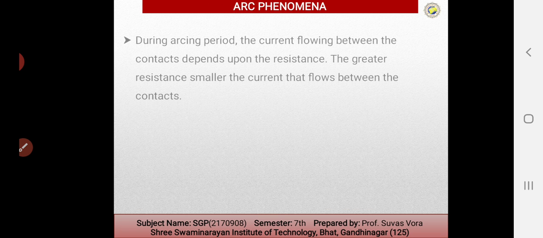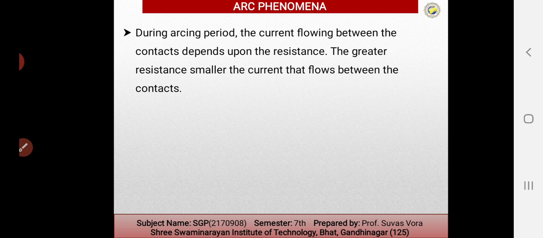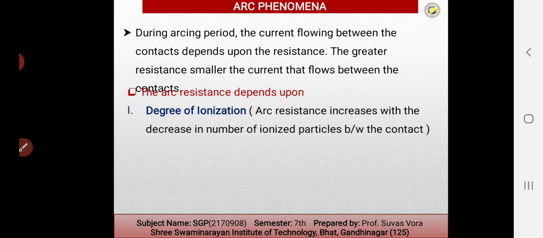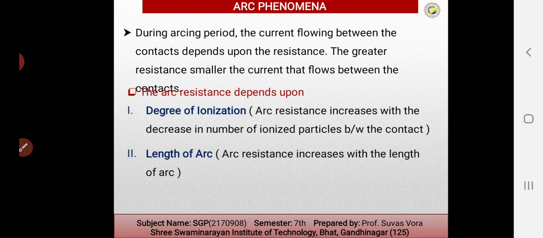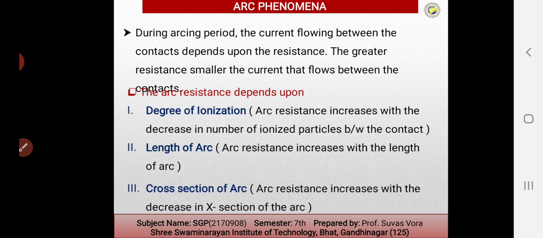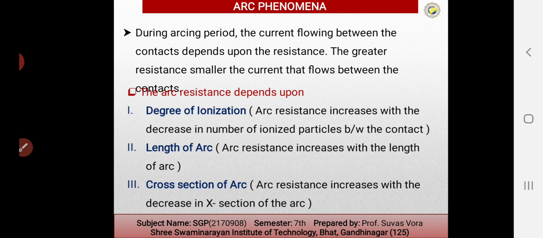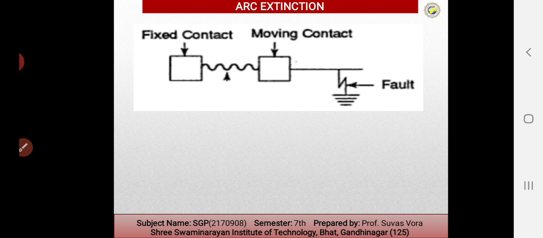Now, the arc phenomenon: during the arc period, the current flowing between the contacts depends on the resistance, and the greater the resistance, the smaller the current that flows between the contacts. So the arc resistance depends on the degree of ionization, then length of arc and cross section area. So these are the figures for the आर्क.